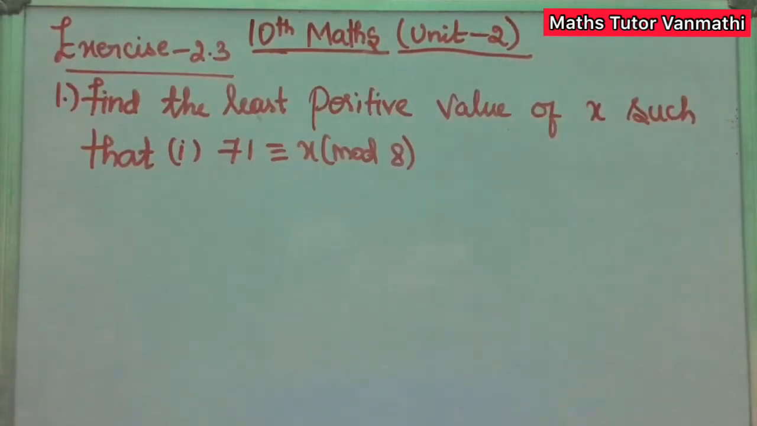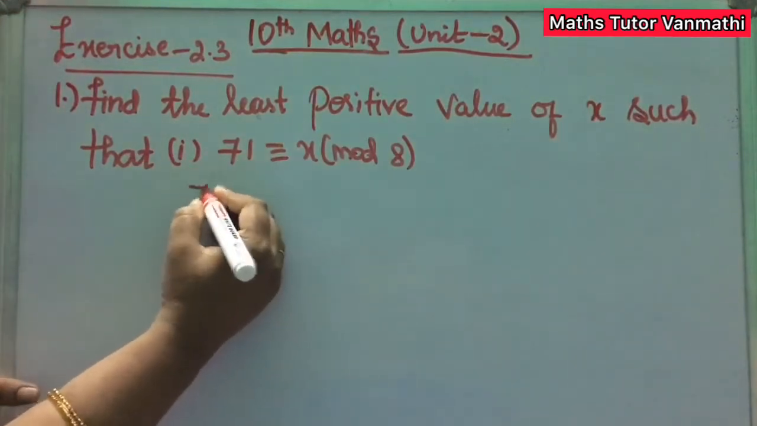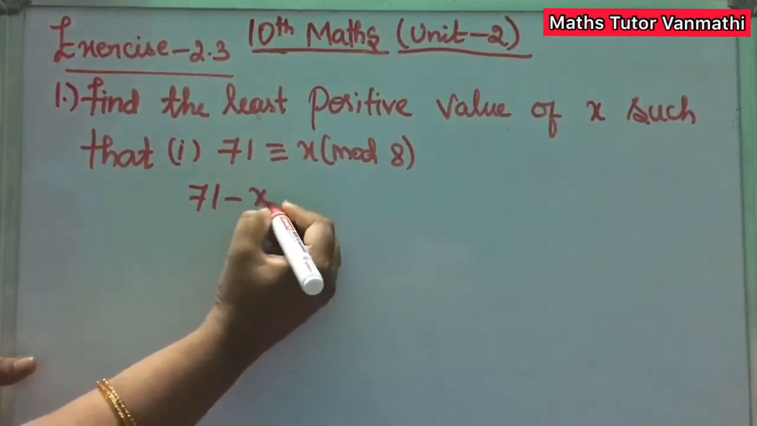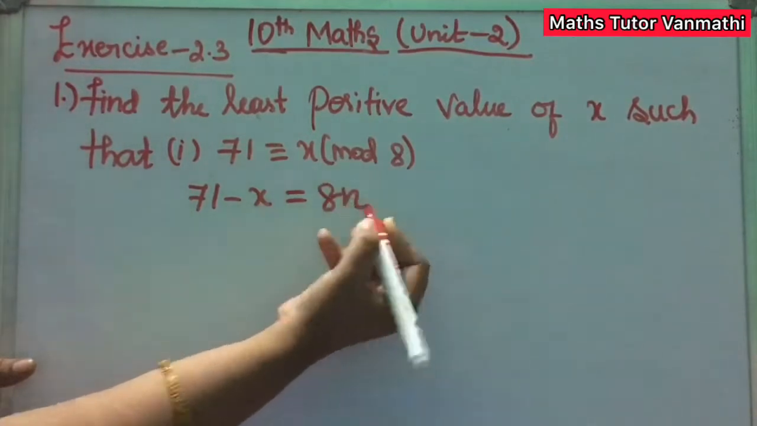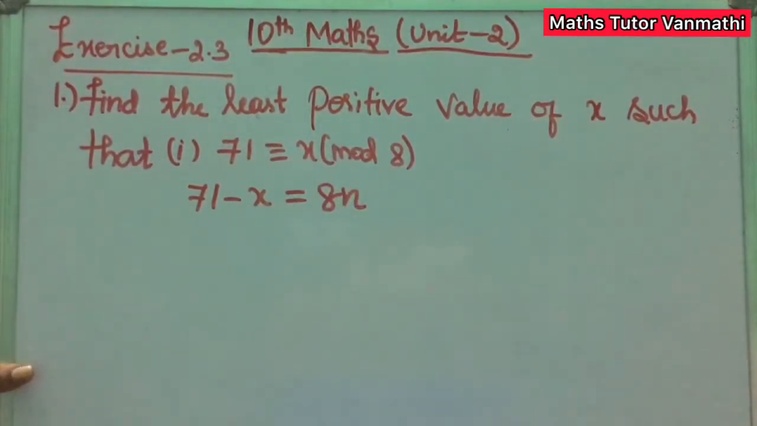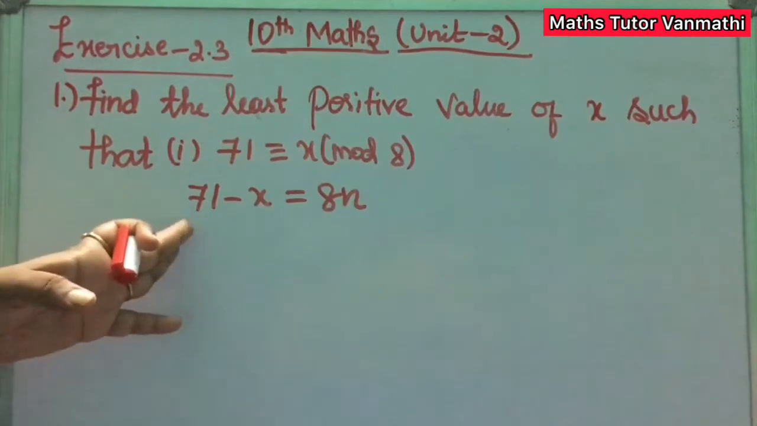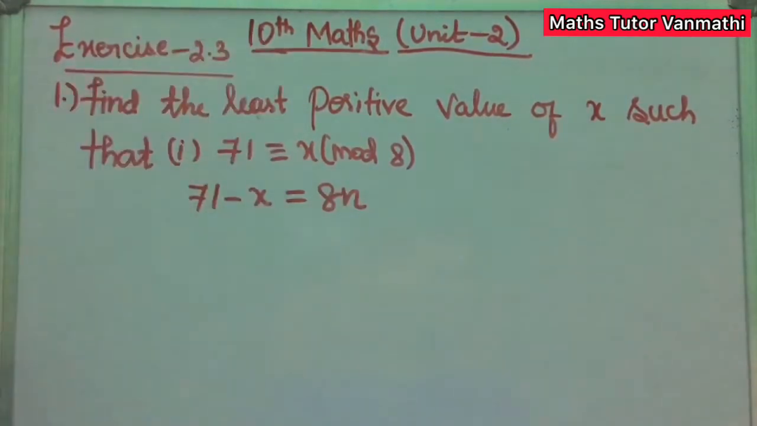Next is exercise 2.3, first problem. Find the least positive value of x such that, first subdivision, 71 is congruent to x mod 8. In this first question we have 5 subdivisions. First we are going to solve the first subdivision. This can be written using congruence modulo, that is 71 minus x is equal to 8n, where n is some integer. From this we can say that 71 minus x is a multiple of 8.